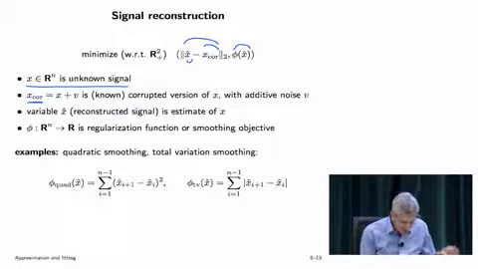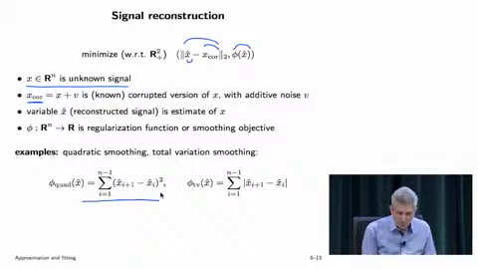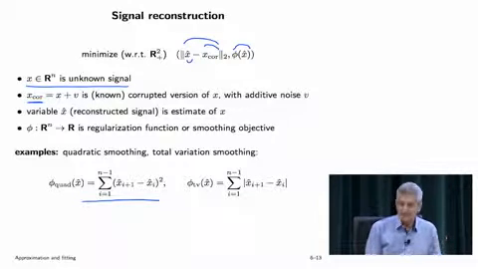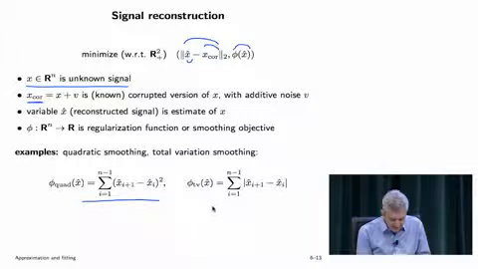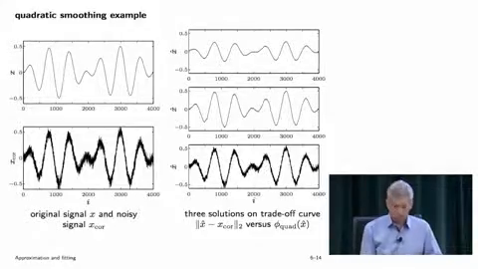And examples would be something like this. Simple quadratic smoothing would be you simply take the differences squared, like we did in the previous example. The sum of the absolute values is called the total variation regularizer, right? So that's completely standard. That's actually a standard term. Let's look at an example.